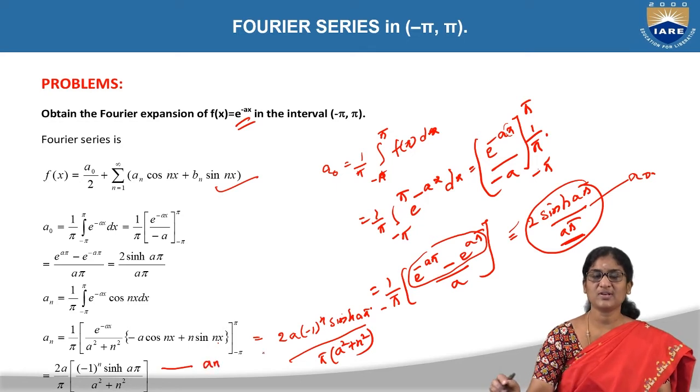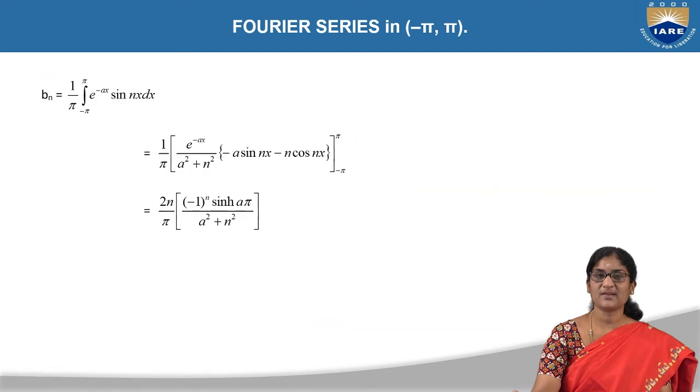Still one more value we need to find, that is the bn value. So let us find the bn value also. bn is equal to 1 by π integral from minus π to π of e^(−ax) sin nx dx. We'll use the same formula, because here e^x and sin nx are both continuously differentiable functions, so we can't get the value by using integration by parts.